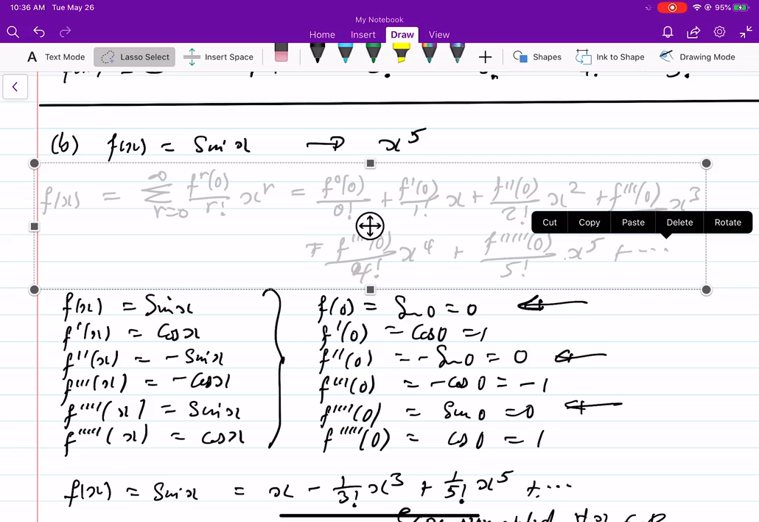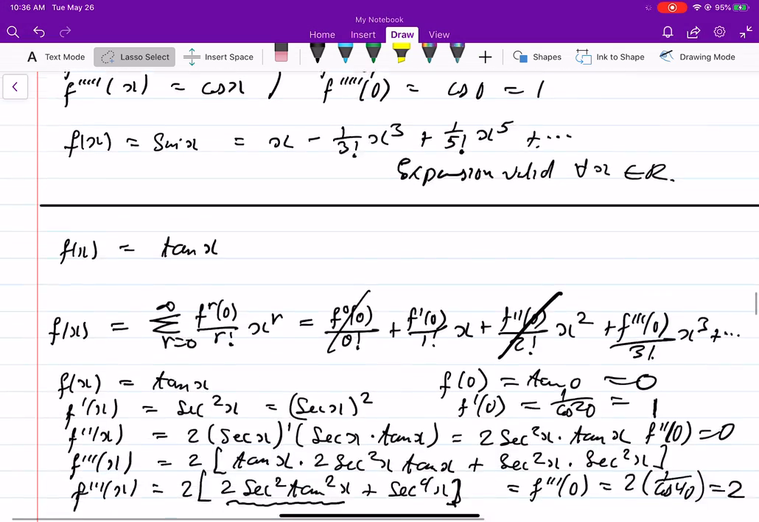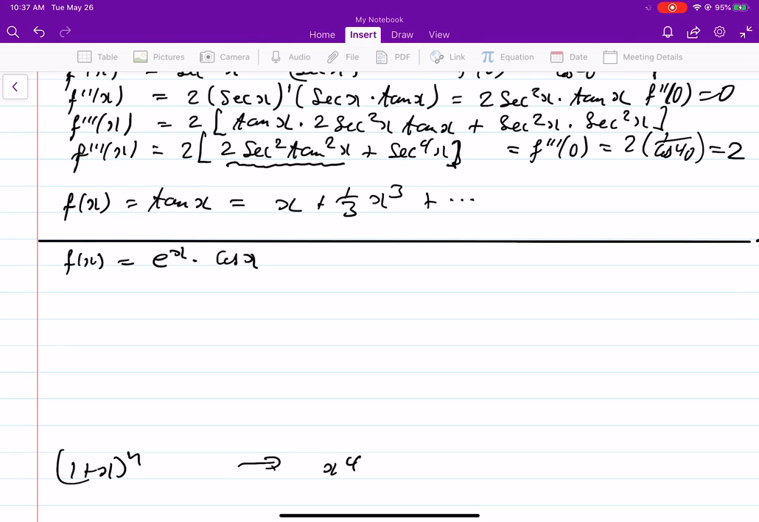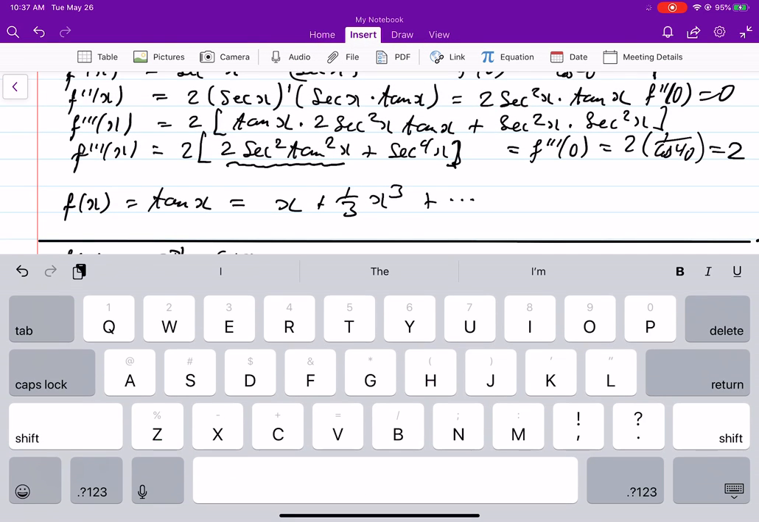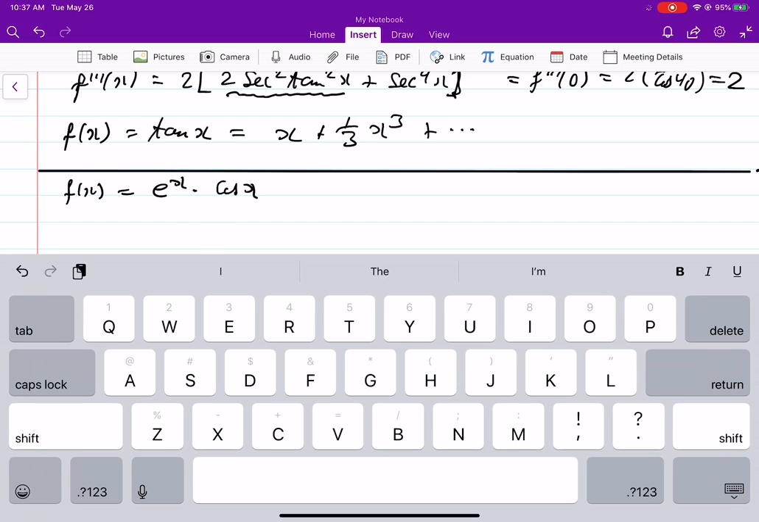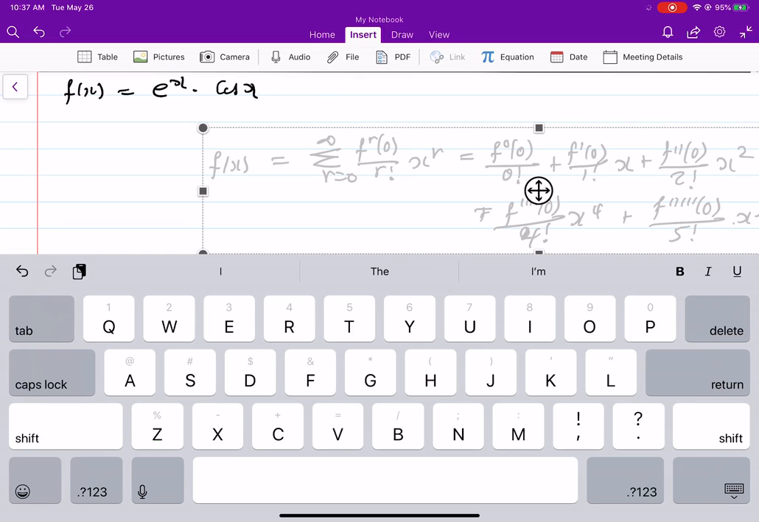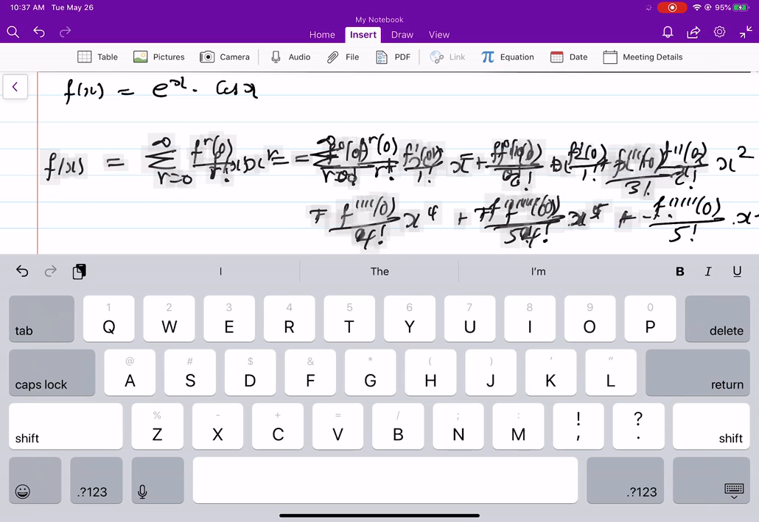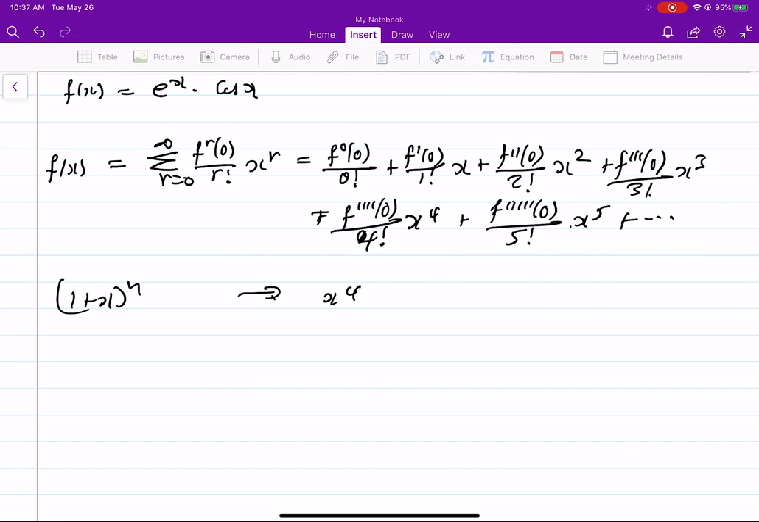There. Copy. Paste. Voila. Good. That's the f of x function right there.